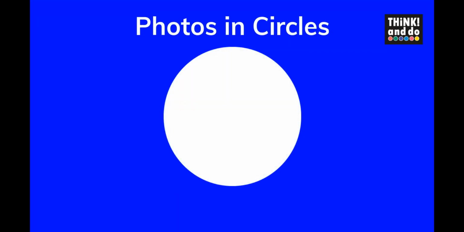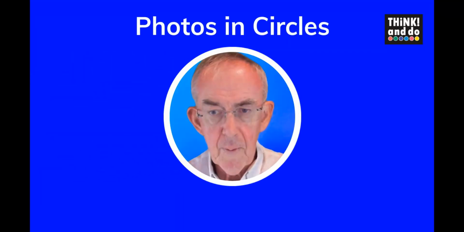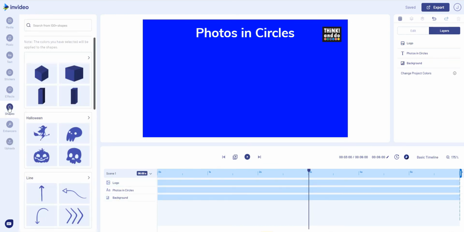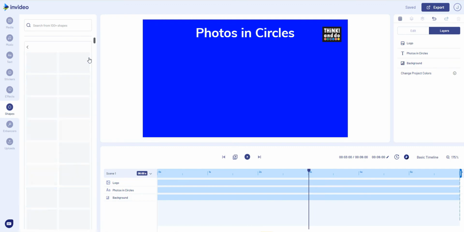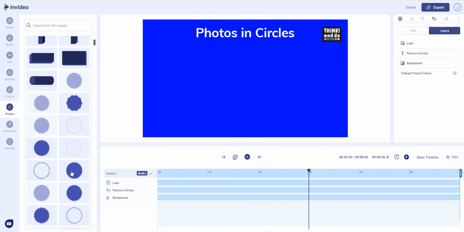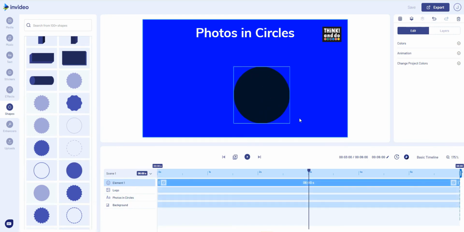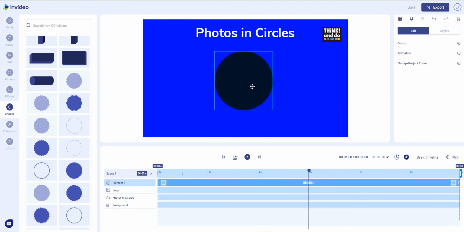The topic of how can I put a photo inside a circle has come up in the group again, so I thought we'd have a look at a recording we've already done that shows us how to do that. It's in a slightly older version of InVideo. So the first thing we're going to do is go to shapes, open shapes up, find a circle and add it, and make that circle quite big. We're going to stick it in the middle.